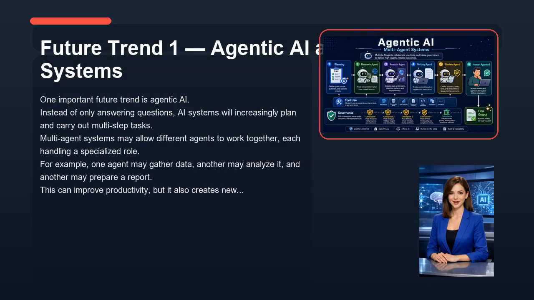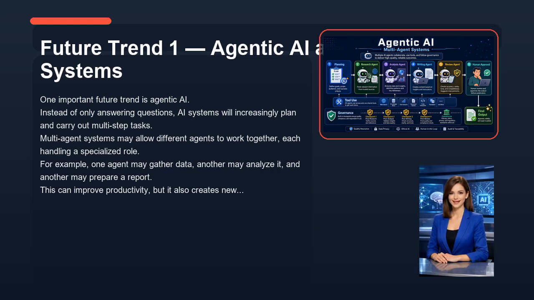Now let's look at future trend 1, Agentic AI and multi-agent systems. One important future trend is Agentic AI. Instead of only answering questions, AI systems will increasingly plan and carry out multi-step tasks. Multi-agent systems may allow different agents to work together, each handling a specialized role.